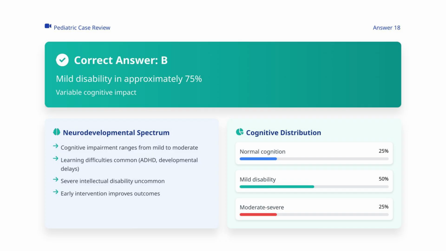Cognitive impairment in pseudohypoparathyroidism type 1 typically ranges from mild to moderate severity. Learning difficulties are common, including attention deficit hyperactivity disorder and developmental delays. Severe intellectual disability remains uncommon. G protein signaling affects brain development and function. Early educational intervention, special education support, and developmental monitoring optimize outcomes. Regular neurodevelopmental assessments guide appropriate support services. This emphasizes importance of comprehensive multidisciplinary care beyond metabolic management.